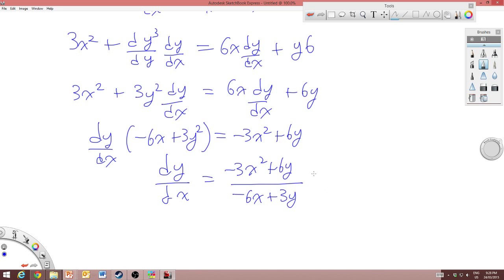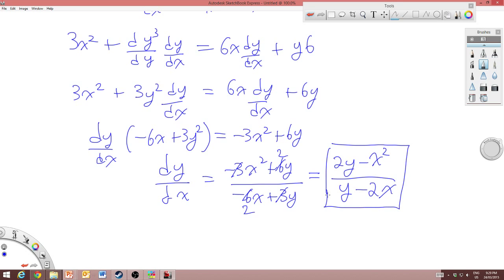And it looks like we can factor out a 3 from both the top and the bottom. So those can get changed: this becomes a 2, that becomes a 1. So we get 2y minus x squared over y squared minus 2x. There you go, and there's the derivative of that particular form of the folium of Descartes.